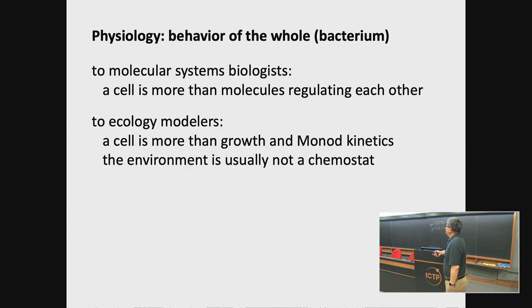To the ecology modelers, right? We would like to write down a whole bunch of Monod kinetics and the metabolism, excretion, and uptake, and so forth, and talk to each other. Well, yes, that may be a part of it, but it's probably more than that, right? You shouldn't see the cell just running a bunch of Monod equations, right? And the environment typically is more than just a chemostat. I mean, even if you try to make it a chemostat, often it's more than a chemostat, right?